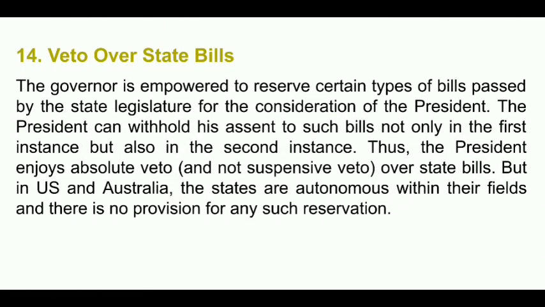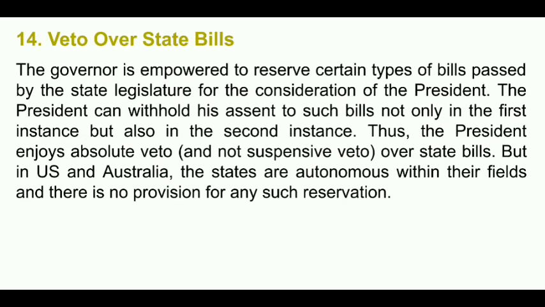Number 14. Veto over state bills. The governor is empowered to reserve certain types of bills passed by the state legislature for the consideration of the president. The President can withhold his assent to such bills not only in the first instance but also in the second instance. Thus, the President enjoys absolute veto and not suspensive veto over state bills. But in US and Australia, the states are autonomous within their fields and there is no provision for any such reservation.